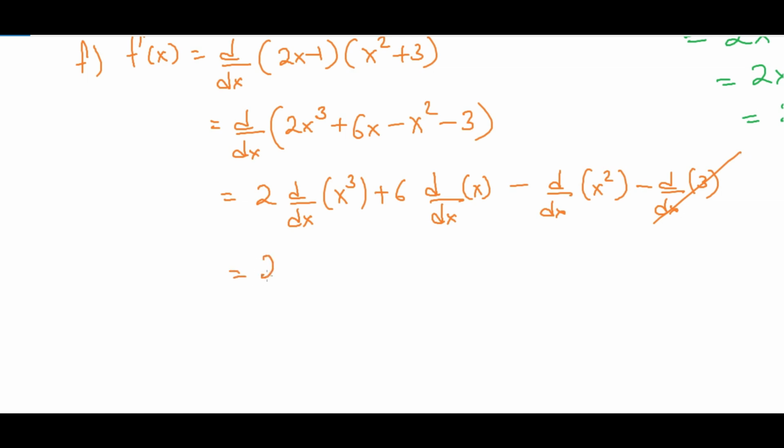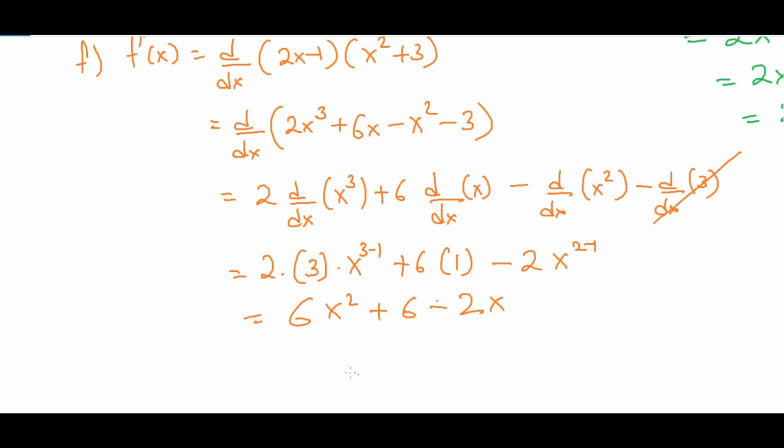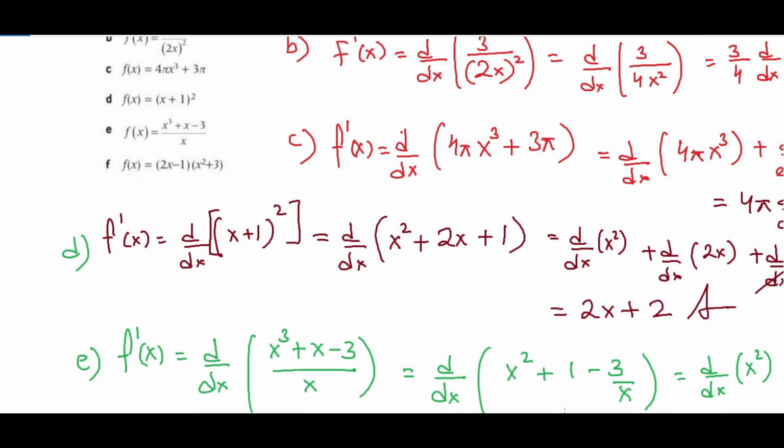What about this? 2 times n value is 3, so 3 times x to the power 3 minus 1, plus 6. This is going to be just 1, negative 2 x to the power 1. 2 minus 1 you can write if you want to, 6x square plus 6 plus minus 2x. Arrange it, you get f dash of x is equal to 6x square minus 2x plus 6. That's the answer. Hope you have done it like this one. Proceed further.